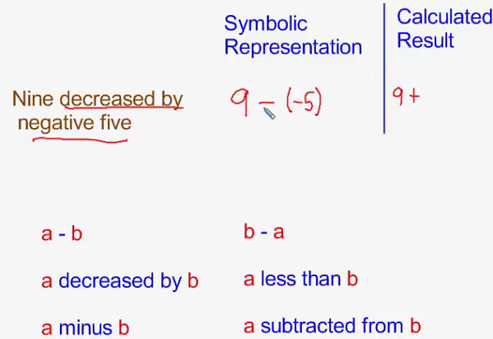And if you change the operation from subtraction to addition, you must change the sign on the second number. It's a -5, so I'm going to change it to a +5. And 9 and 5 added together simply make 14.